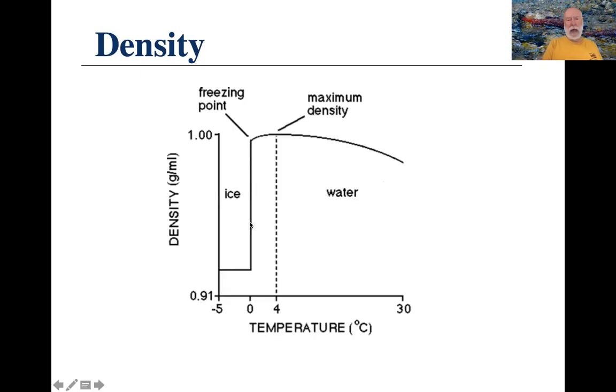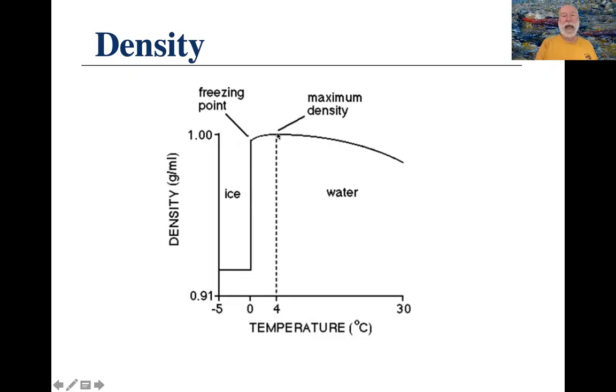So here's a little plot of the density of water relative to temperature. So the density of ice around 0 degrees Celsius is around 0.92 grams per milliliter. Then as that ice melts, there's a big increase in its density up until it gets pretty close to 1 gram per milliliter. The maximum density of water is at 3.98 degrees Celsius.